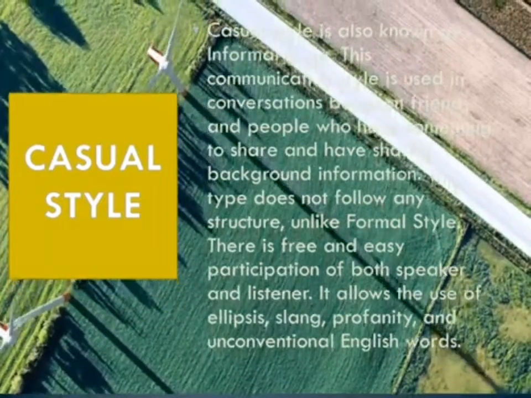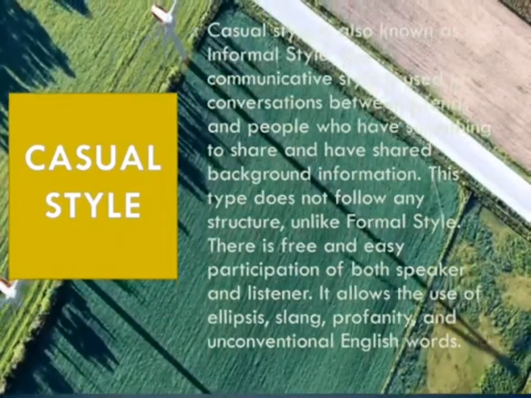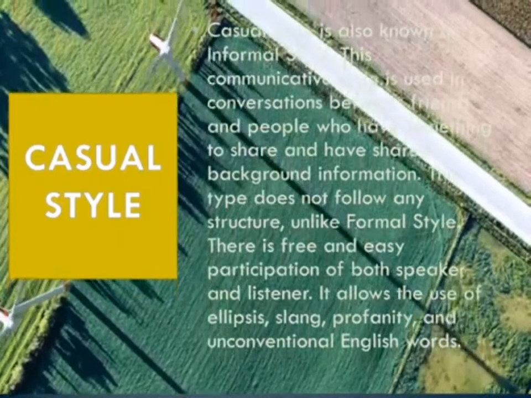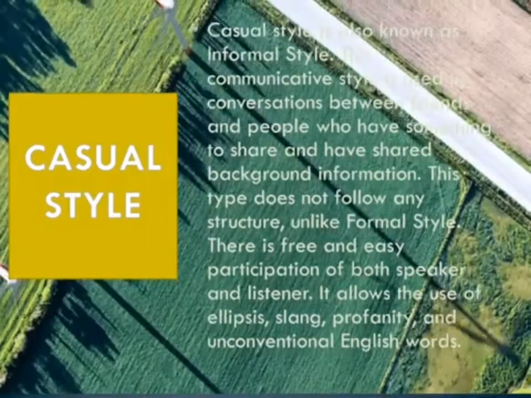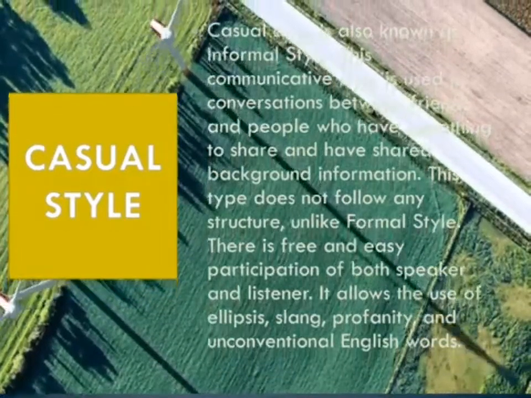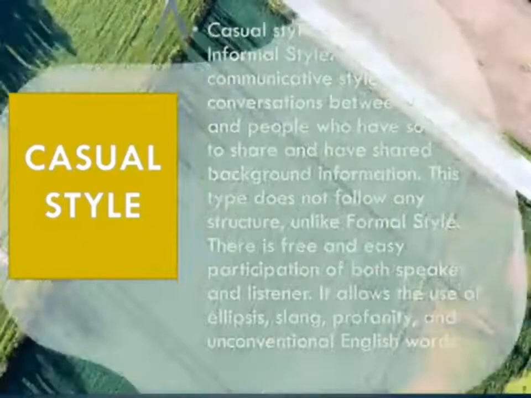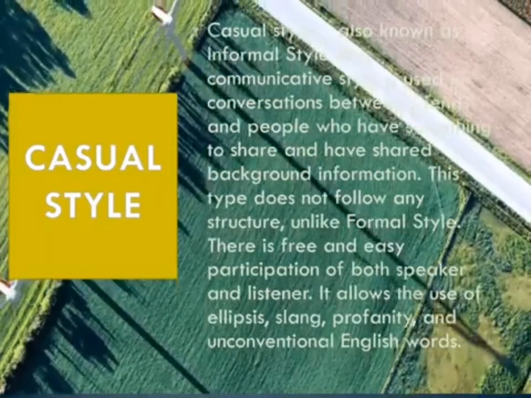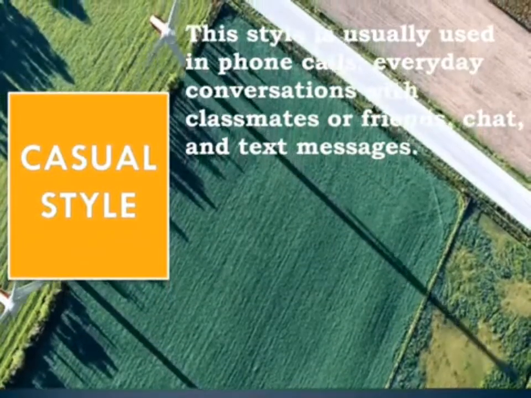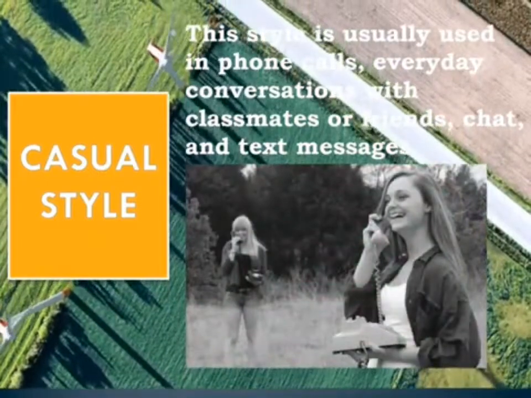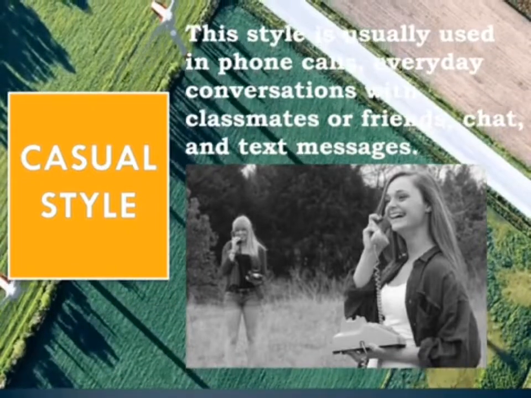It allows the use of ellipses, or the omission from speech or writing of a word, or words that are superfluous or able to be understood from contextual clues. It also allows the use of slang. As we all know, slang is always regarded as informal language. It also allows profanity like cursing, and also other unconventional English words. This style is usually used also in phone calls, everyday conversation with classmates or friends, like chat and text messages. So all of these are examples of casual style.